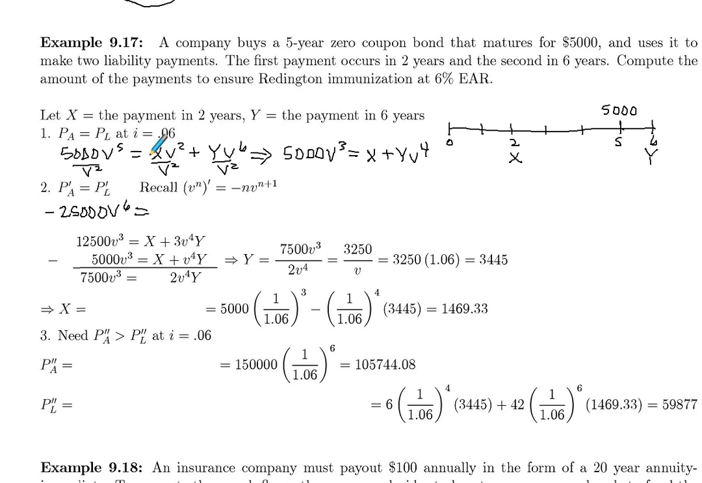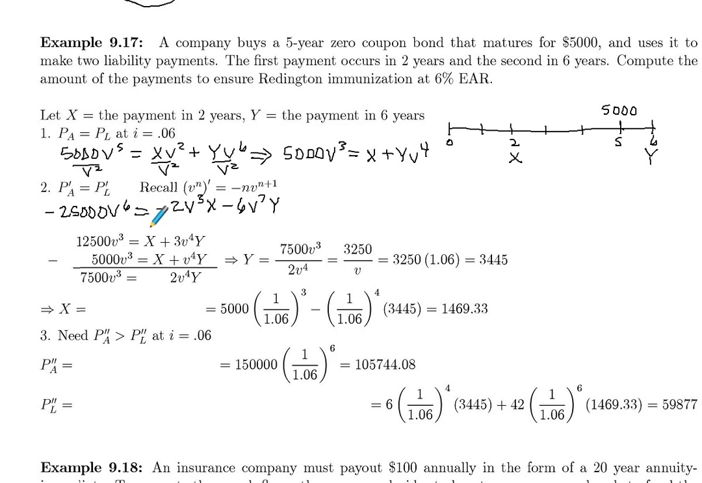So 2 comes down in the front with a negative, times, let's go ahead and put the v cubed out in front, and then times x. And then the derivative of v to the 6 with respect to i is going to be negative 6v to the 7th, and then times our cash flow of y. So that's the second thing that has to happen.